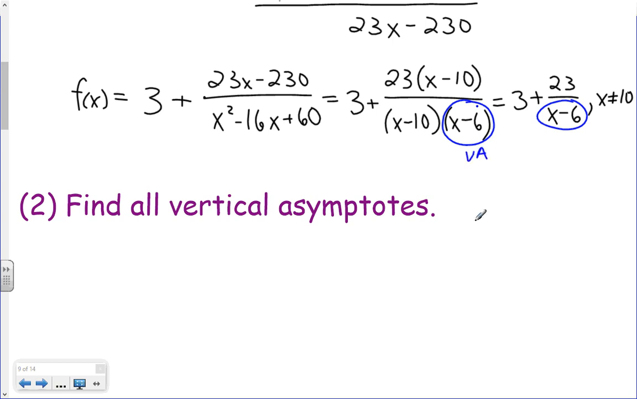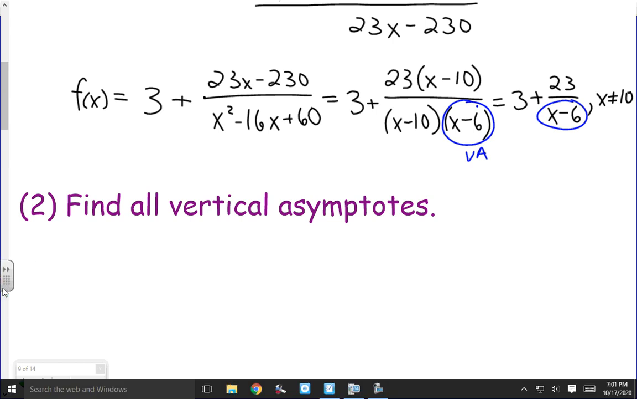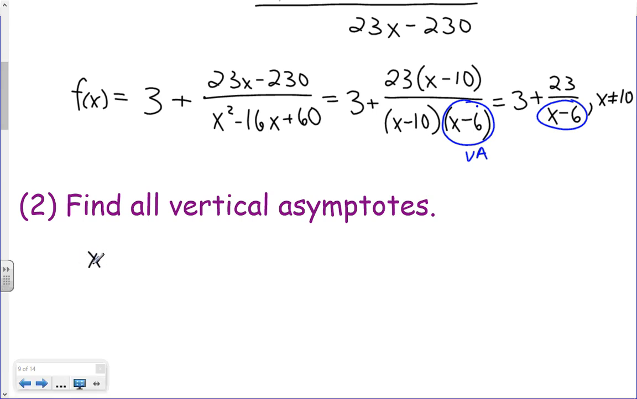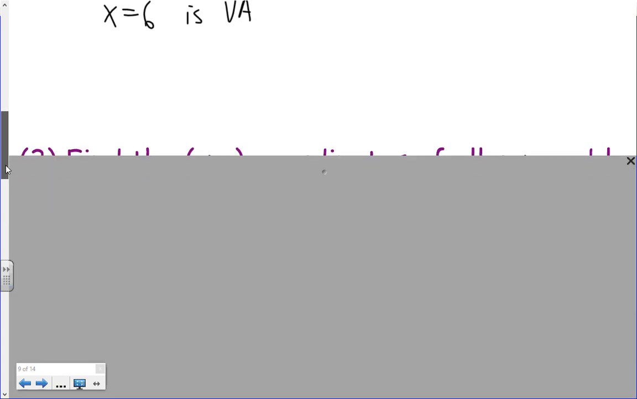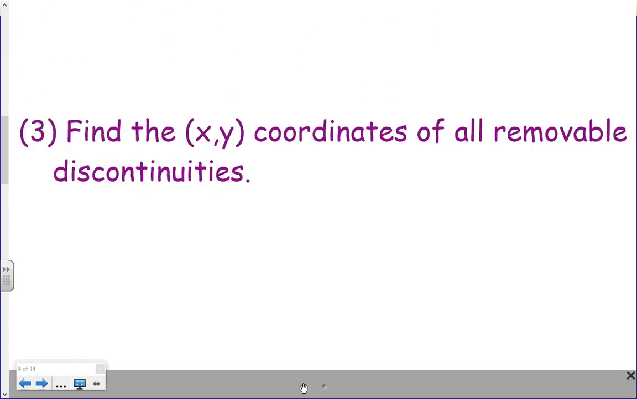It's a place where the denominator is equal to 0, but the numerator is not equal to 0. And so x minus 6, if that's equal to 0, I'm going to be undefined at that point. And so I can solve that to find that x equals 6 is my vertical asymptote. This is my vertical asymptote. I'll just say VA for vertical asymptote. All right. The next part is to find the removable discontinuities.